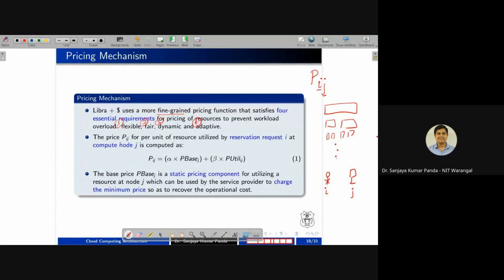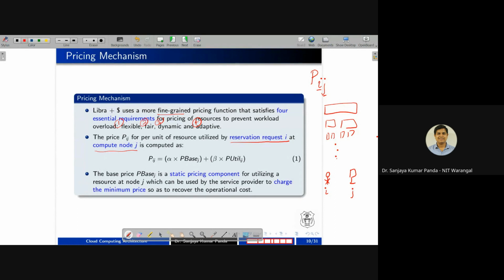So the price Pij per unit of the resource utilized by a resource reservation request I on a compute node J is calculated like this. Pij is calculated as alpha into P base J plus beta into P util J.